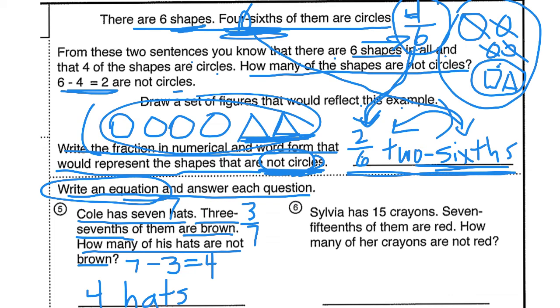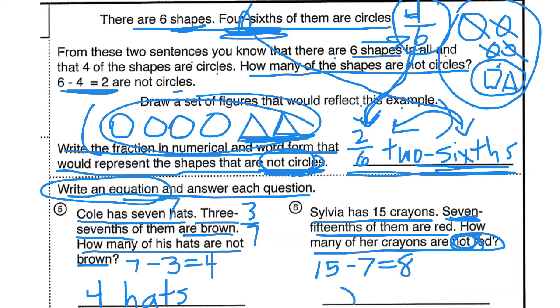Sylvia has 15 crayons. 7/15 of them are red. How many of her crayons are not red? Notice that word not right there. So you're going to write a number sentence. 15 minus 7. 7/15 are red, so the rest are not red. 15 minus 7 is 8. 8 crayons. If you wrote not red, you can erase that and change it to crayons.